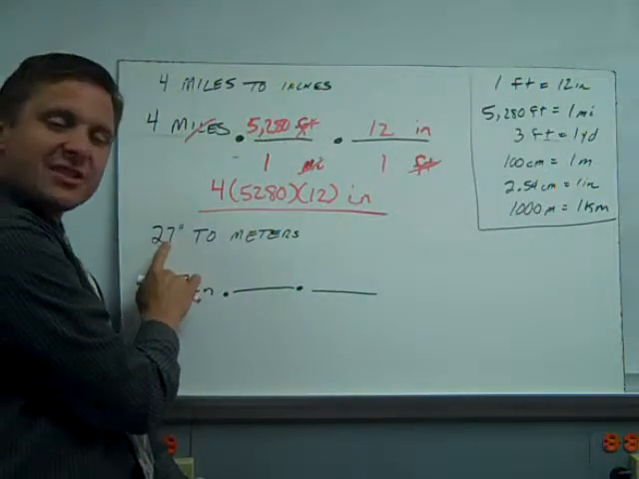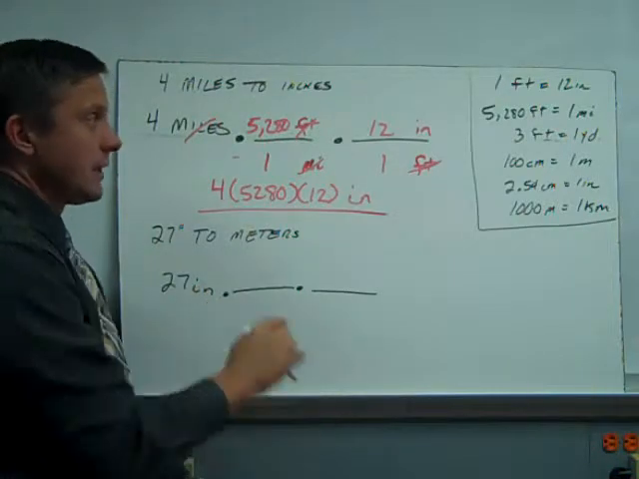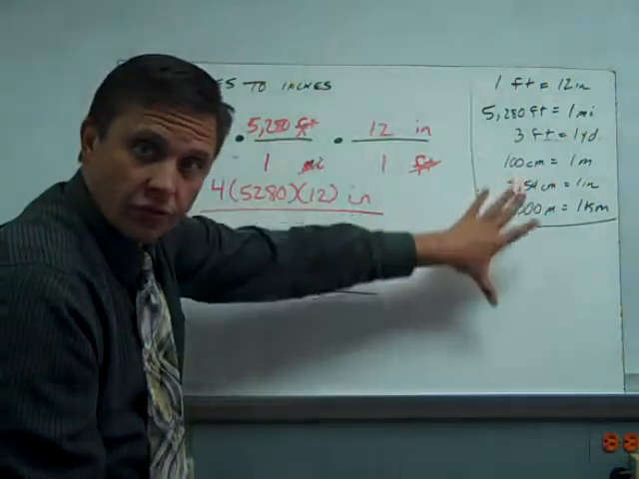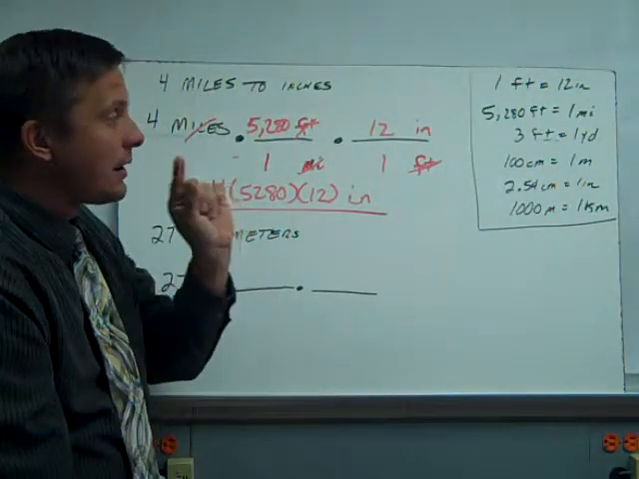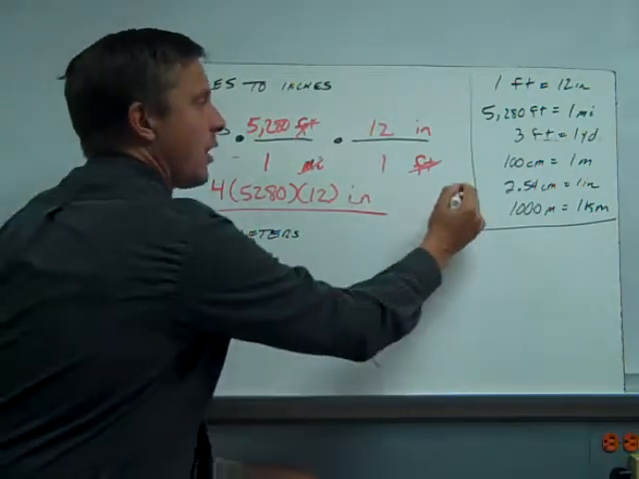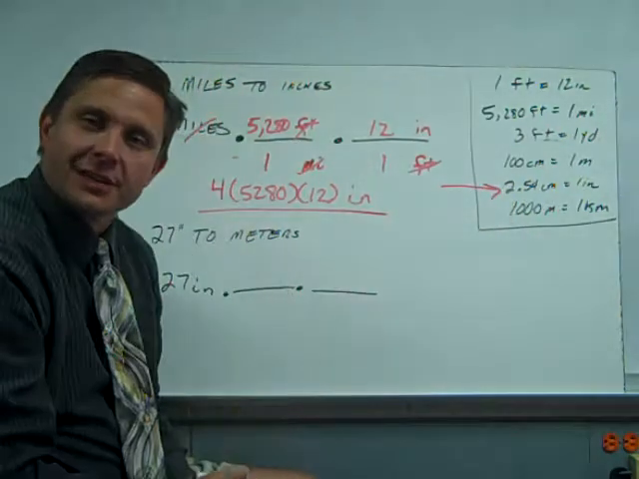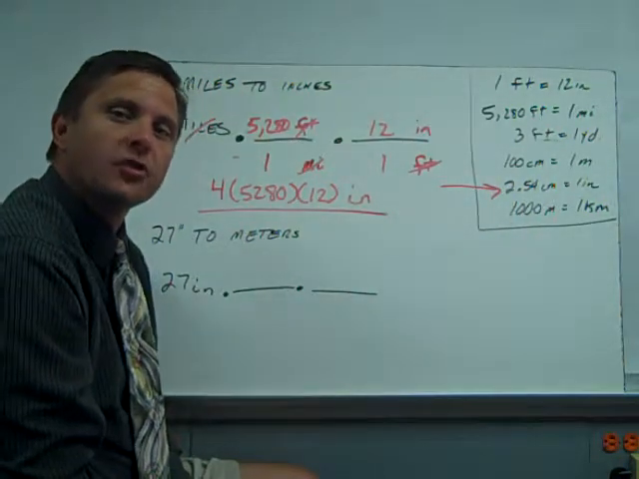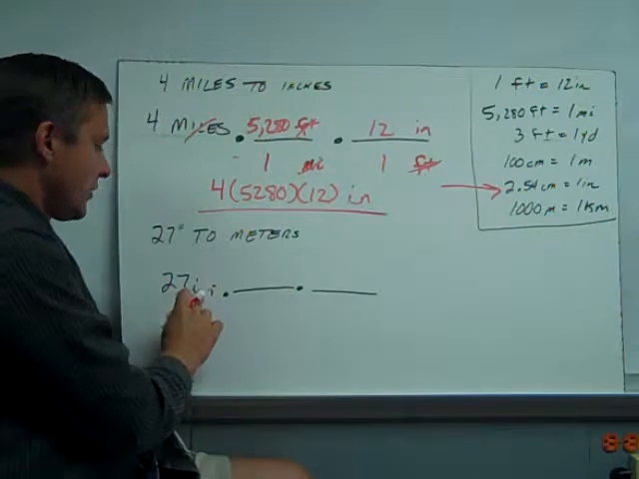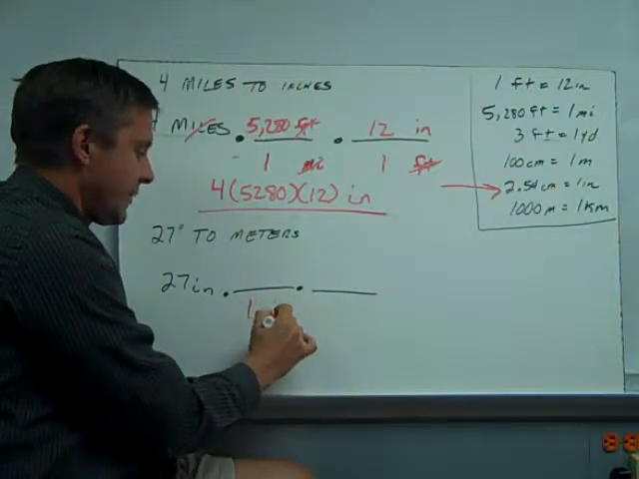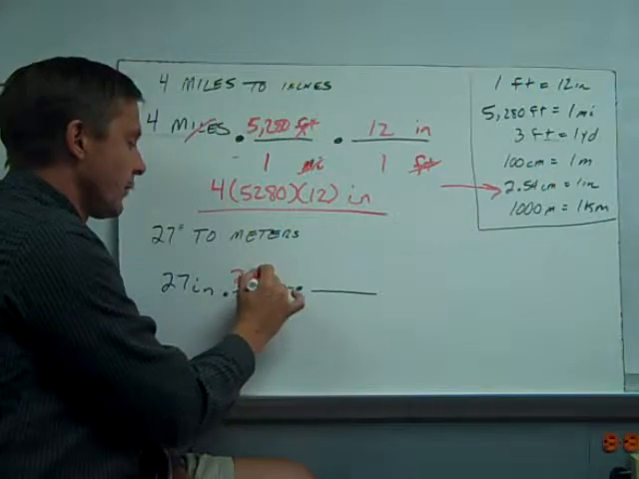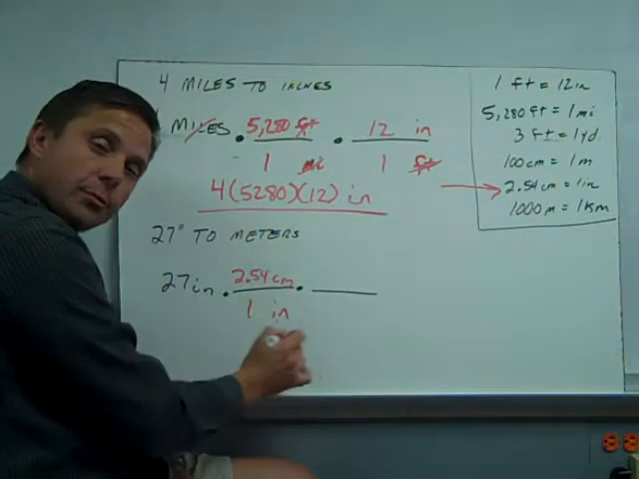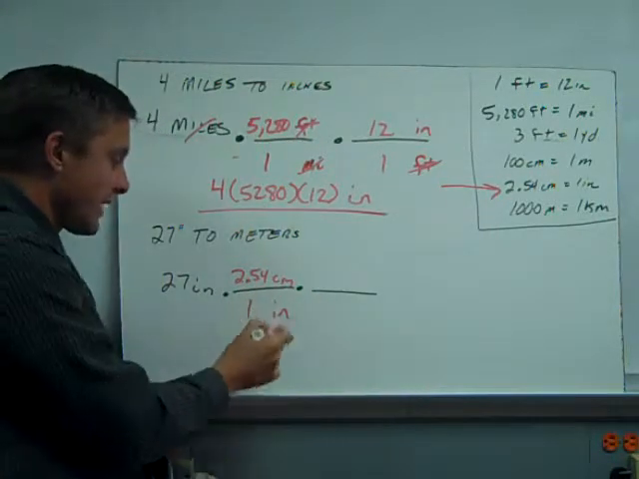How about 27 inches to meters? Well, I go over here in my conversions and I see if there's inches to meters, and there's not. The one conversion that gets us from metric to imperial or metric to English is 2.54 centimeters to 1 inch. So I know I want to have 1 inch on the bottom, so inches cancel. And equivalent to that is 2.54 centimeters.